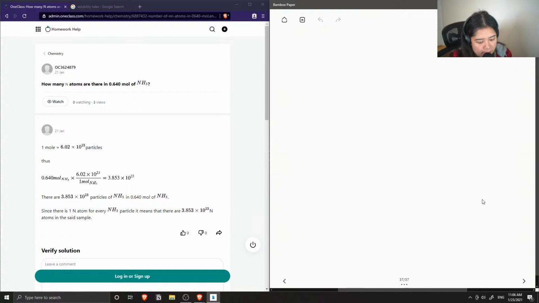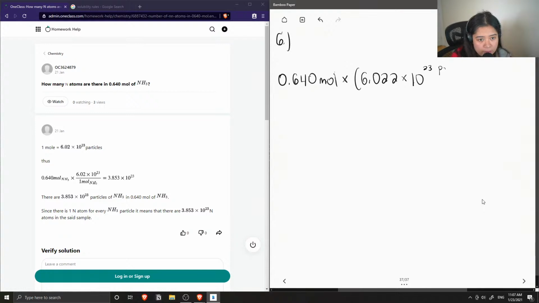Okay, so question number 6. How many nitrogen atoms are there in 0.64 moles of NH3? So if we had 0.64 moles, and we need to find out how many nitrogen atoms, we just need to multiply this by Avogadro's number, which is 6.022 times 10 to the power 23, and the units will be in particles per mole.